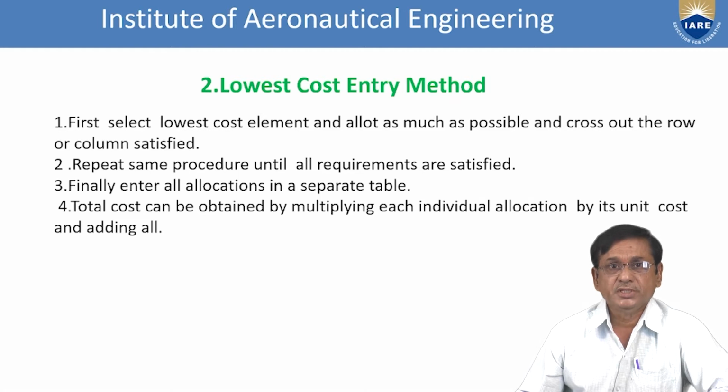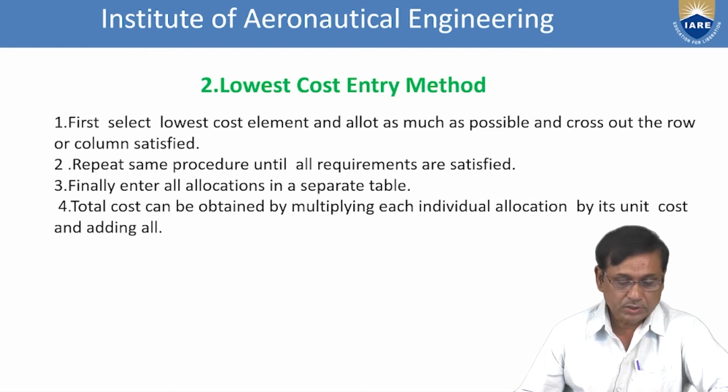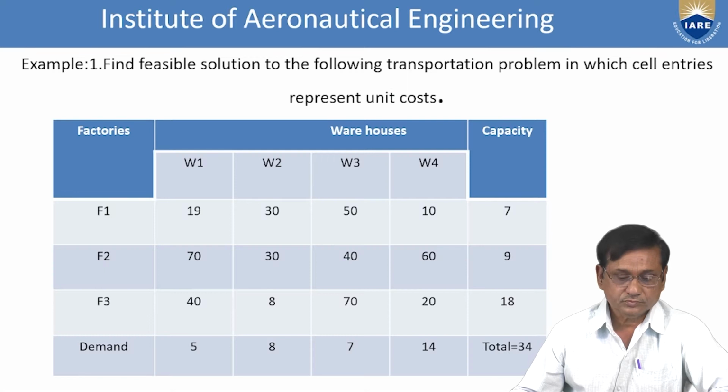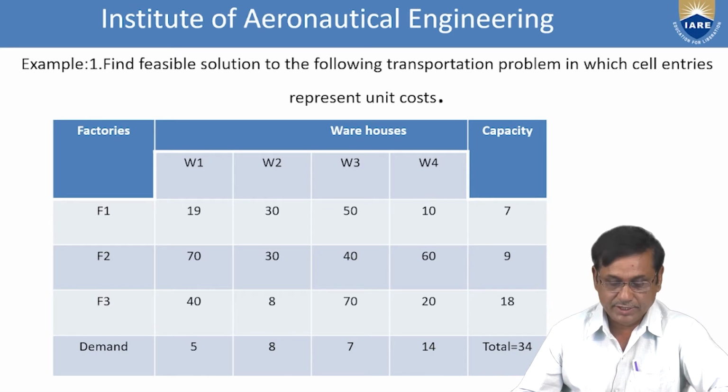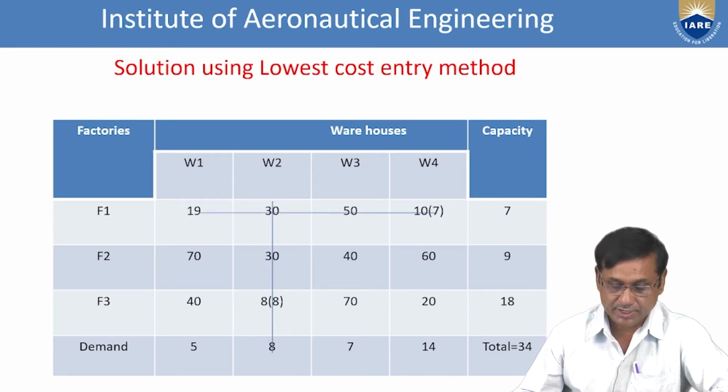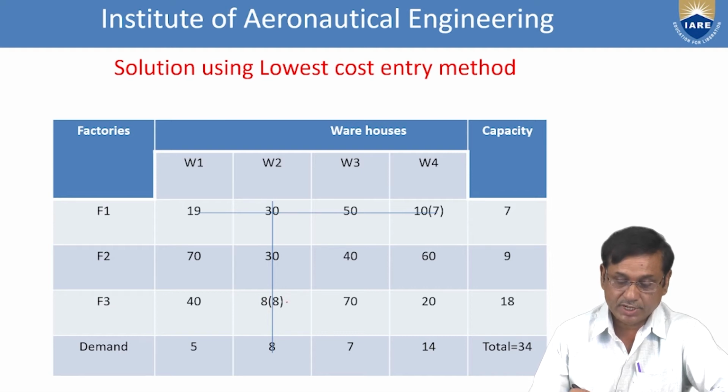The table gives the feasible solution. The total cost can be obtained by multiplying each individual allocation by its unit cost and adding all. Now, see, in the given problem, the lowest element is 8. The requirement is 8 units and the demand is 18 units. So we can assign 8 units and cross out the corresponding column.